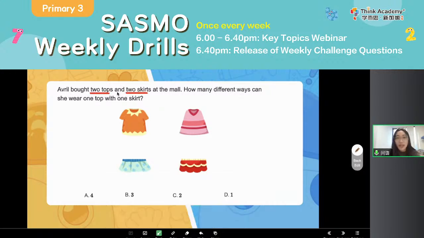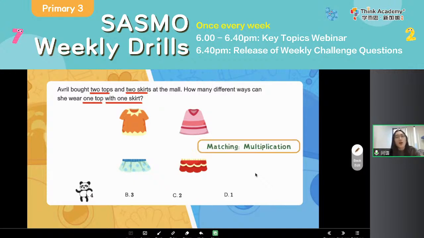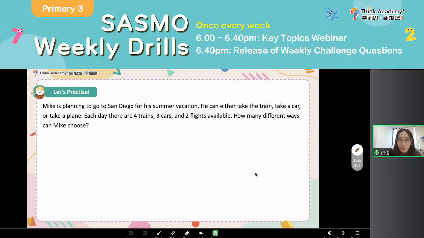How many different ways can she wear 1 top with 1 skirt? Okay, again, how many decisions are there? 2, right? Firstly, she needs to pick 1 top, and then she needs to pick 1 skirt. 2 decisions, so what should we do? Multiply the choices. Now you see 2, 2. So 2 times 2, we can get 4, okay? Now, can you understand when to apply addition and when to apply multiplication? Yeah, okay. So following this, let's move on to a practice part.